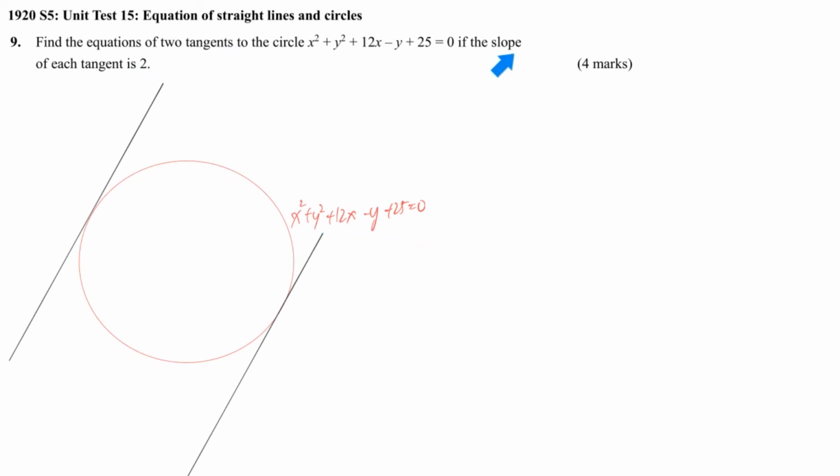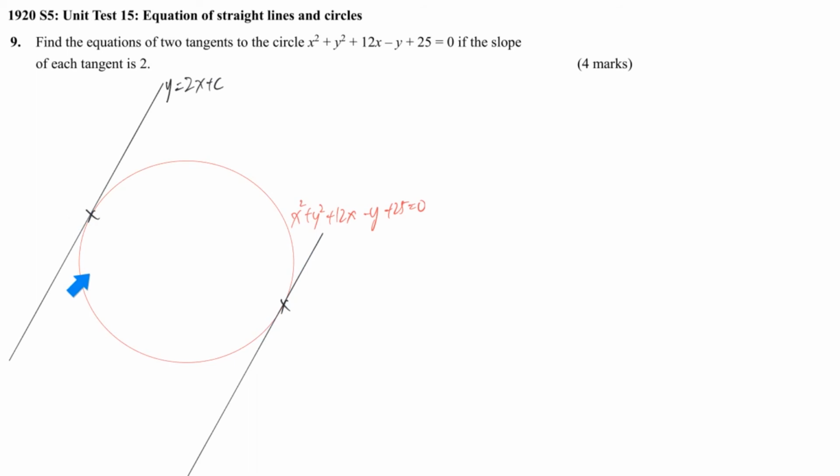In this question, there are equations of two tangents, and the circle equation is given, which is this one, and they say that the slope of each tangent is 2. For any straight line, we can say that the equation is y equal to mx plus c. This time the slope is given, so we can update the information. y is equal to 2x plus c. But how can we find out the value of c? We are going to use the nature of a tangent, which is only one intercept point. So we are going to consider the intercept point.